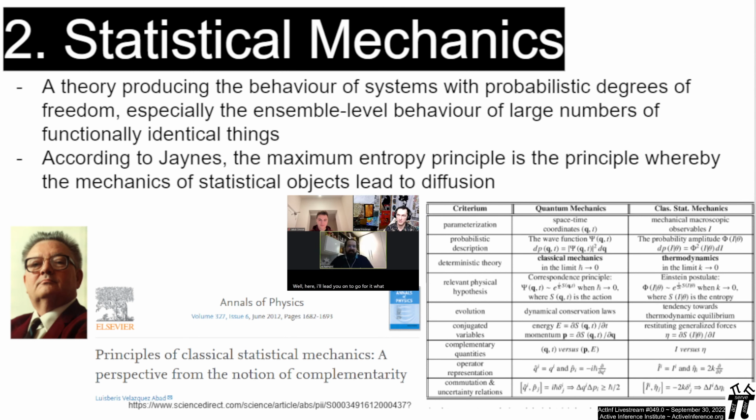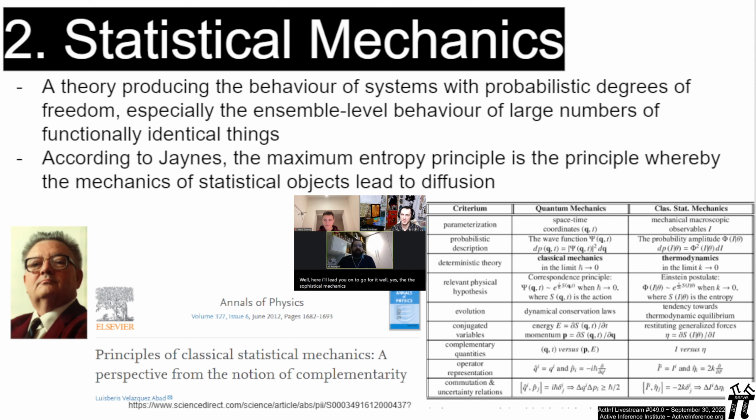Well, yes. Statistical mechanics actually deals with the theories producing the behavior of systems with probabilistic degrees of freedom, especially the ensemble-level behavior of large numbers of functionally identical things, at least according to the Bayesian mechanics paper. But I wanted to point out a comment made in one of Dalton's posts about the status of statistical mechanics in relation to all the other areas of physics.